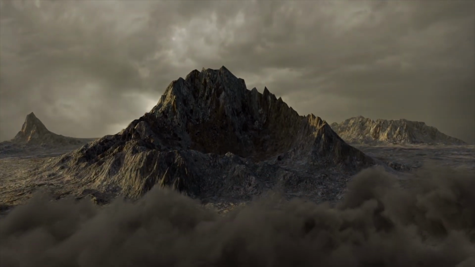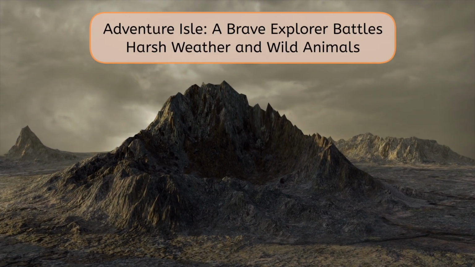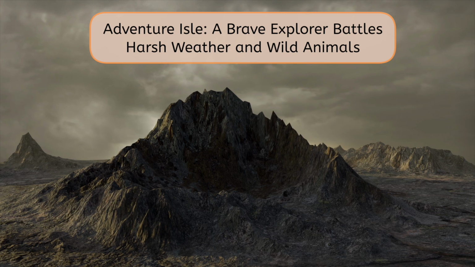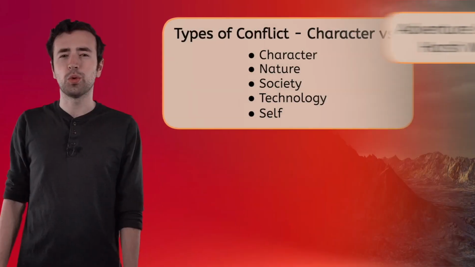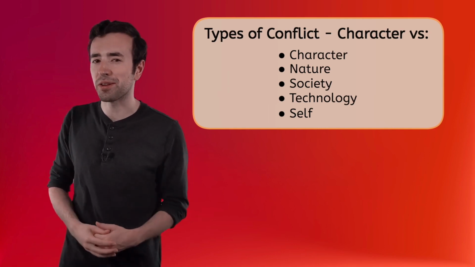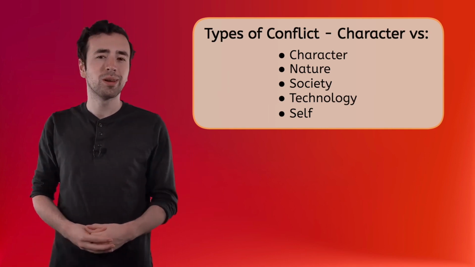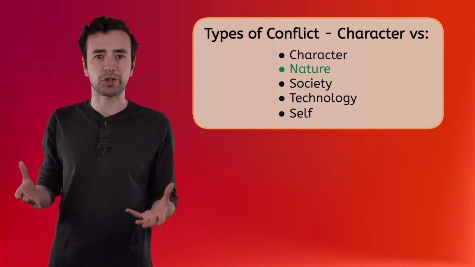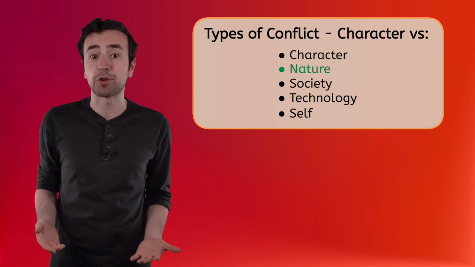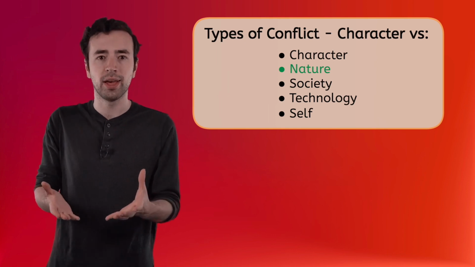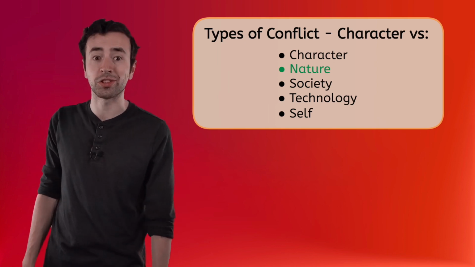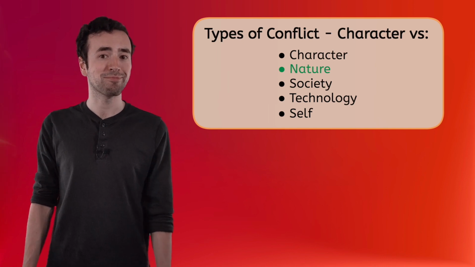Back to Adventure Isle, a brave explorer battles harsh weather and wild animals. Will they manage to survive against the merciless forces of nature? Which type of conflict do you think is happening here? What about character versus nature? We've got our main character facing off against the natural elements of the island, fighting to survive. This conflict definitely adds tension and suspense to the plot.